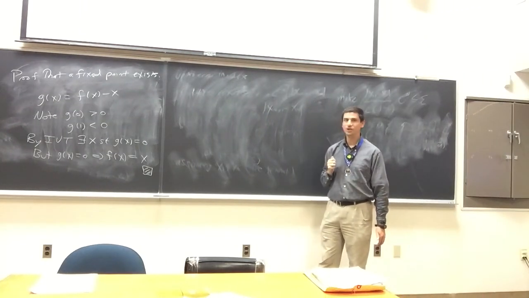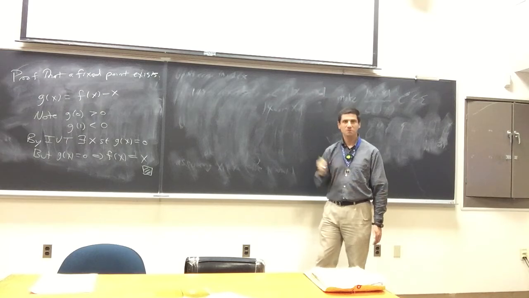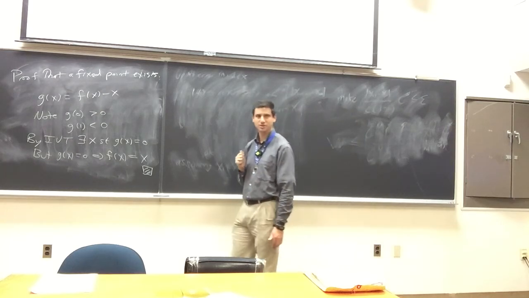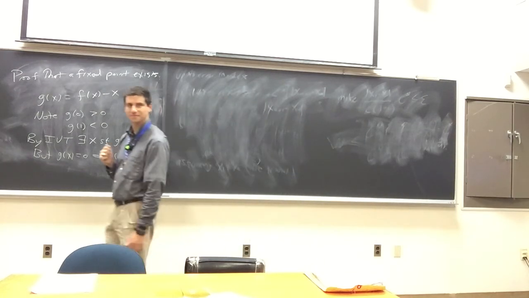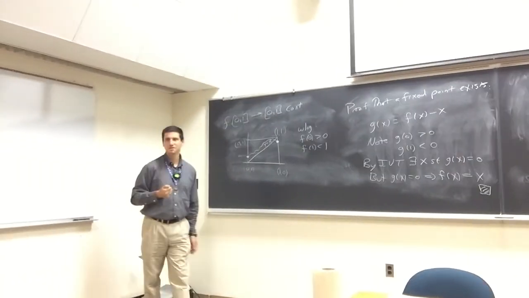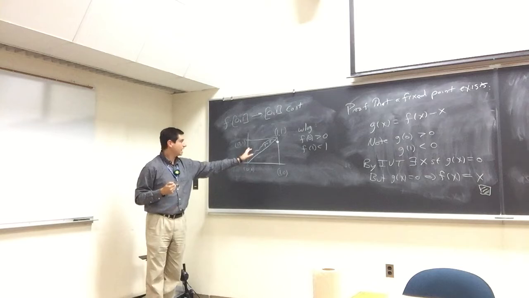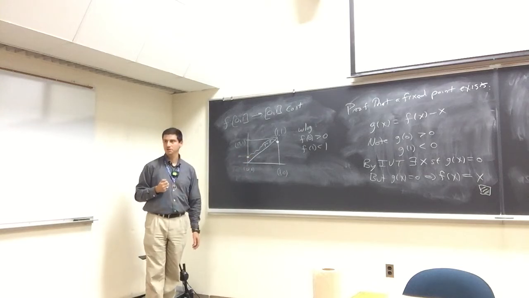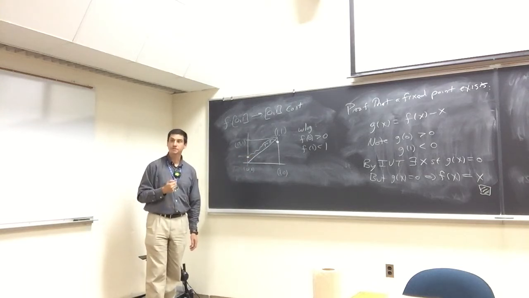Is it possible that we could have more than one fixed point? Give me a function that has multiple fixed points from [0, 1] to [0, 1]. y equals x, right? f(x) equals x. So we could absolutely have more than one fixed point. This is very different than the case of contraction maps.